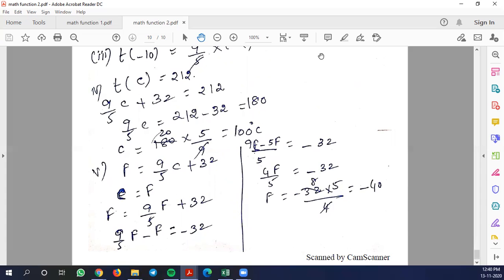That's all under exercise 1.4. Hope you understood this one.